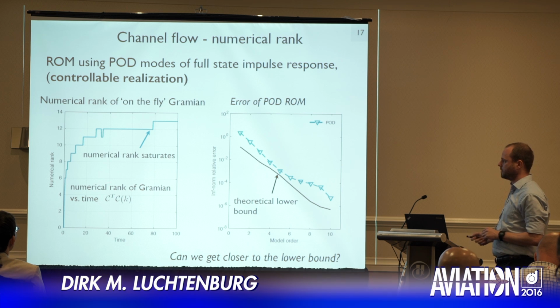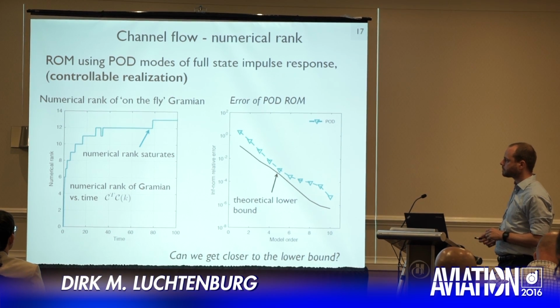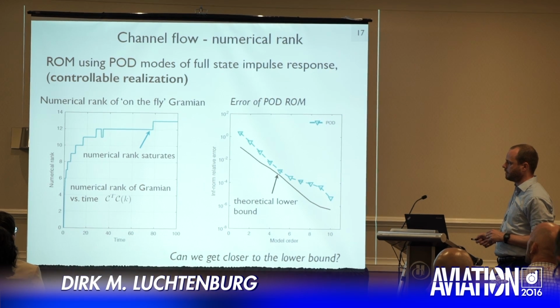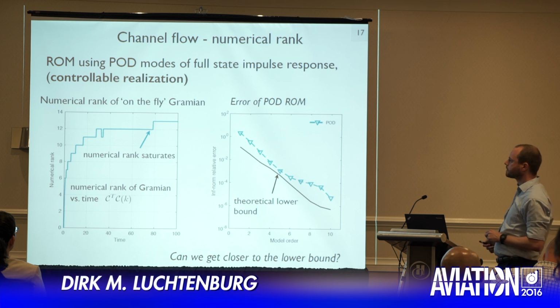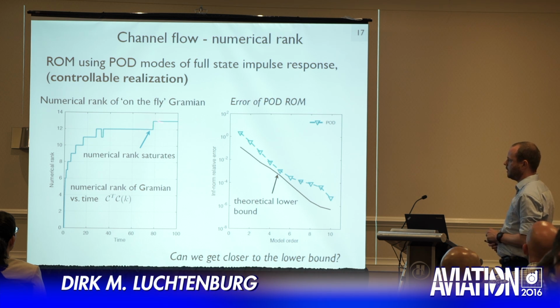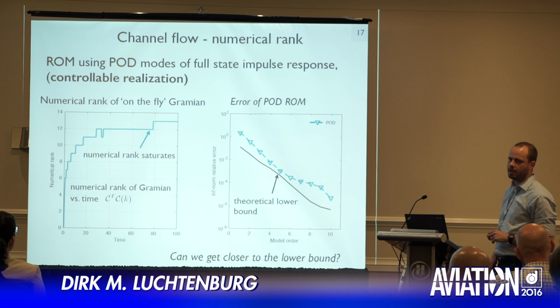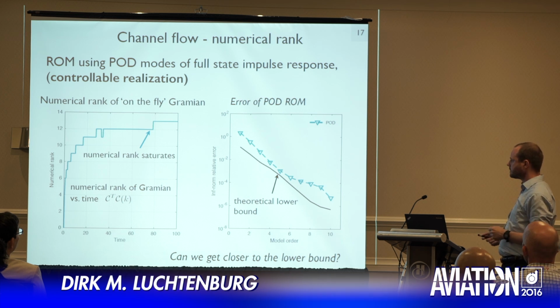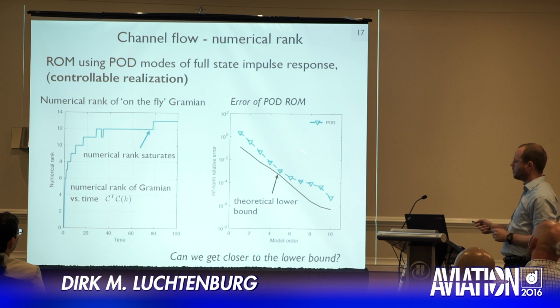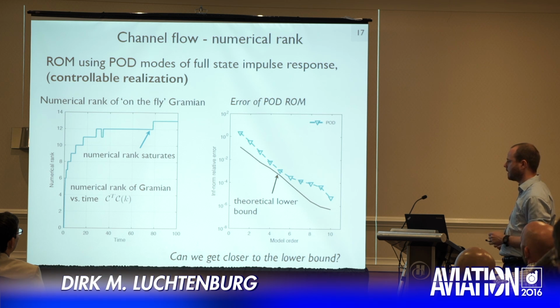This idea I show in this picture on the left, where you basically have, versus time, the numerical rank. That's based on the Gramian of that impulse response matrix, and you track the rank in time, and you see that at some point it levels off. You could plot it for a longer time, but it basically settles around the value of 13. So supposedly that's the order that we're dealing with here. And again here I plot the POD reduced order model and its relative error.